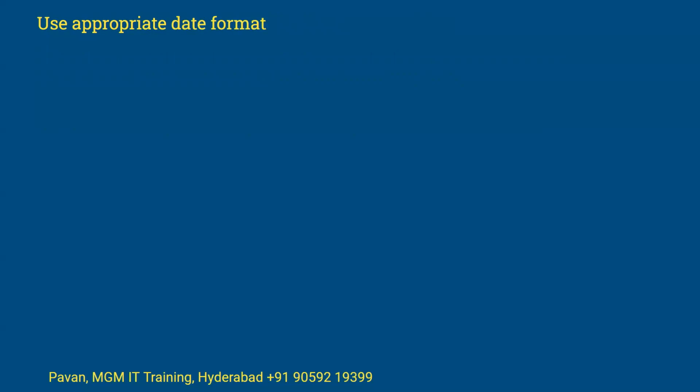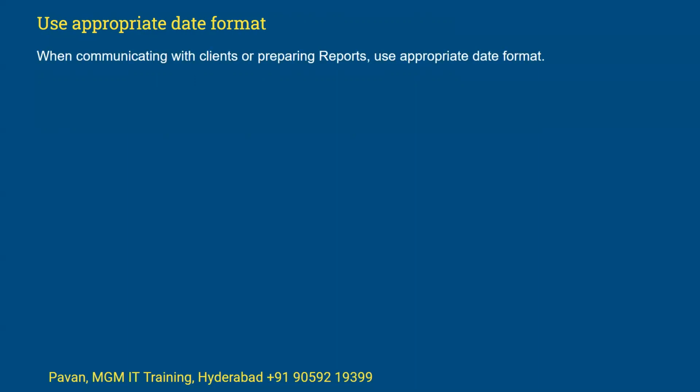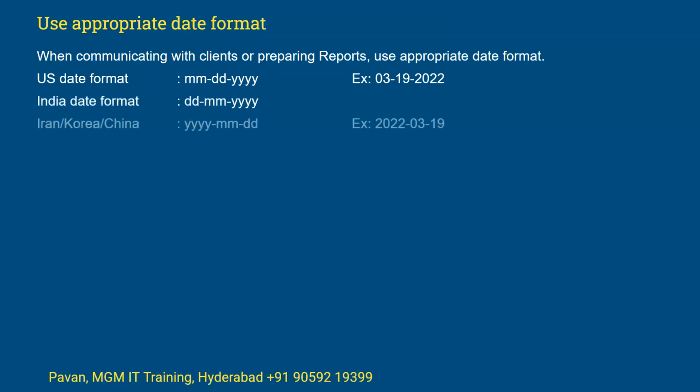In India we follow the date, month, and year format, as we know. However, when communicating with international clients or preparing reports, use the appropriate date format as per the client region. The US date format is MMDDYYYY. I gave some examples here, and yes, we know that the Indian date format is DDMMYYYY. So when you are preparing a report or communicating with the clients, we have to use the appropriate date format as per the client region.